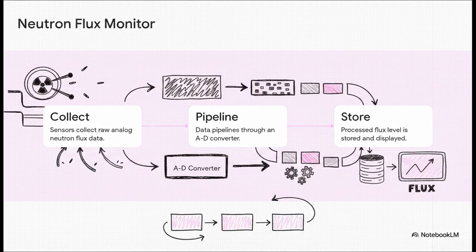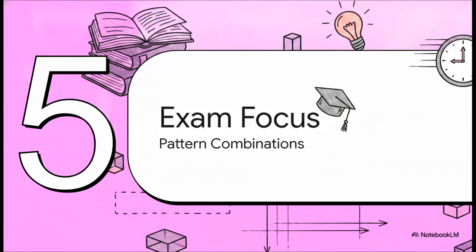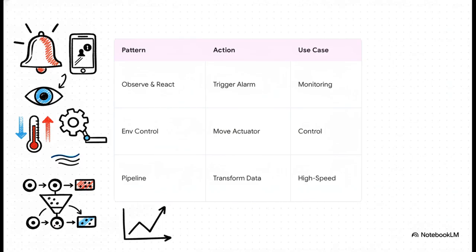So recapping the process pipeline. It's a sequence of concurrent transformations linked by buffers, and it's perfect for high-volume, high-speed data acquisition. Section 5. Exam focus and combinations. Let's break the fourth wall for a second and focus on exactly how you need to apply this knowledge to pass your exams and ace your coursework.